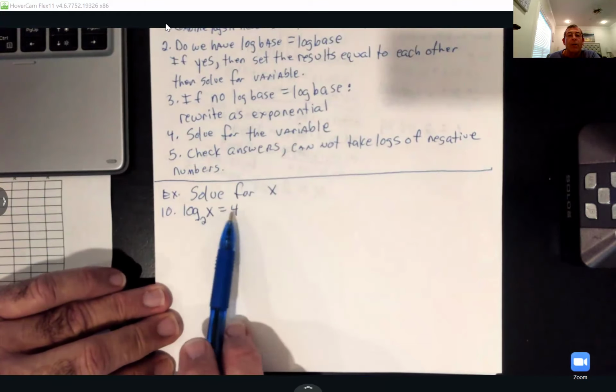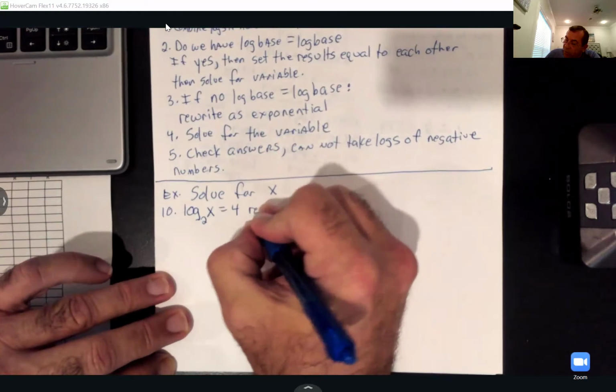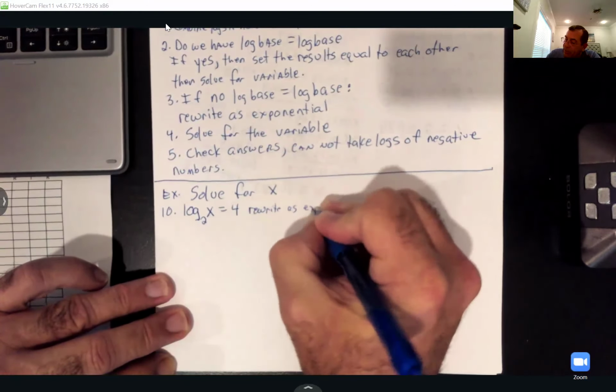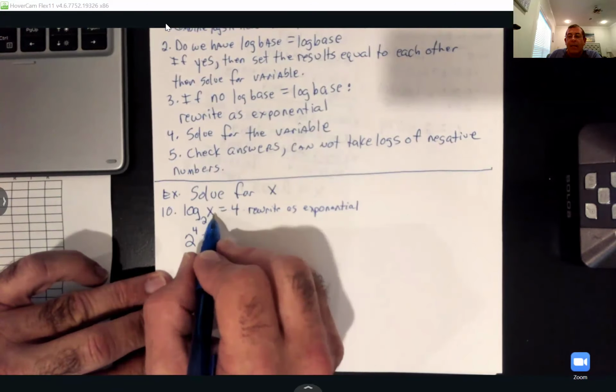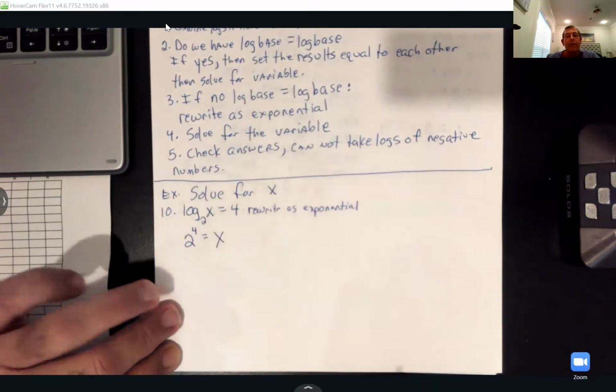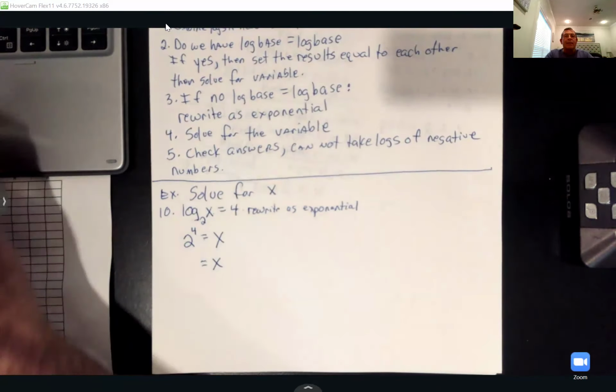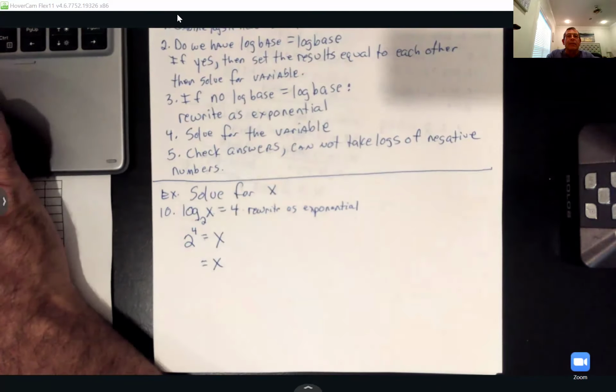So since I have a single log equal to a number on this one, I'm going to rewrite it as exponential. Your base is 2, so bring down the 2. The exponent is the 4, remember, because the log finds the exponent. That's how you remember that that's the exponent. And 2 to the 4th has to equal x. All right, y'all, so the question is, what is 2 to the 4th equal? Because that's all we have to figure out on this one. That's going to equal my x, so let me see what chat gets on 2 to the 4th.